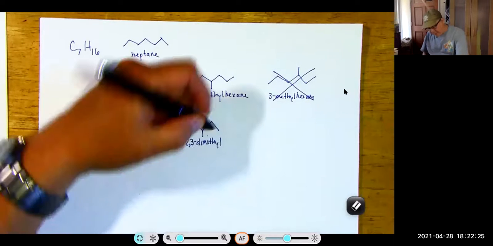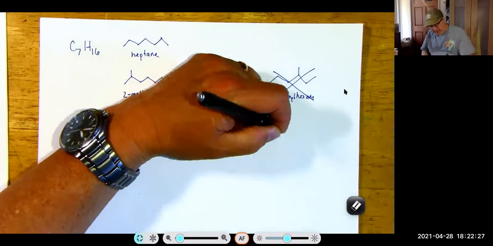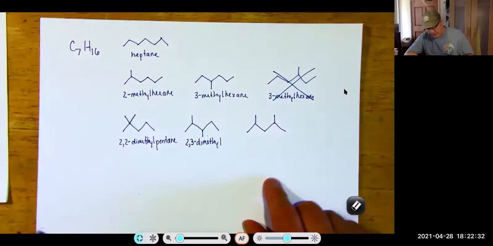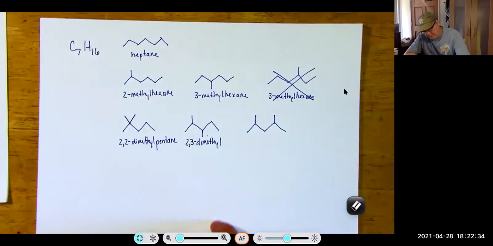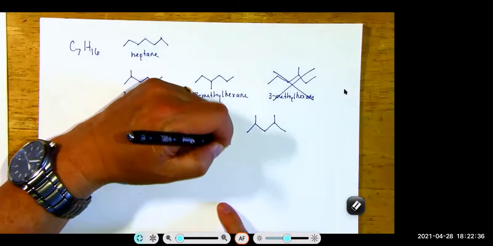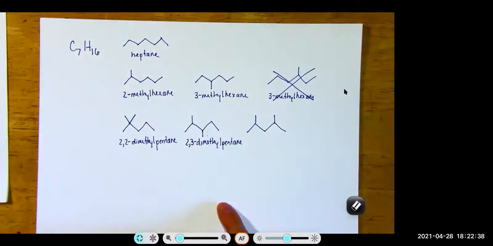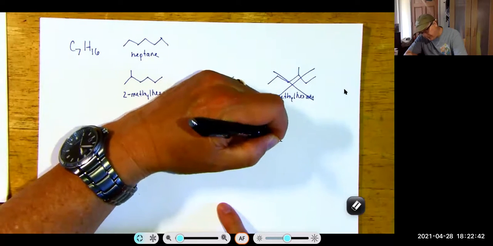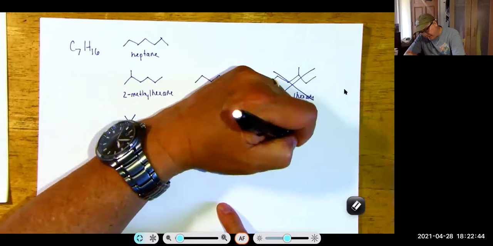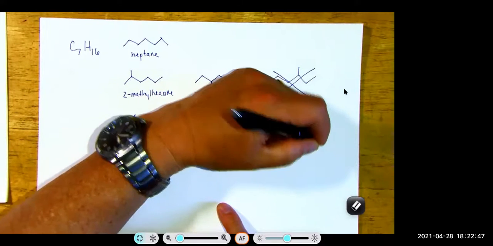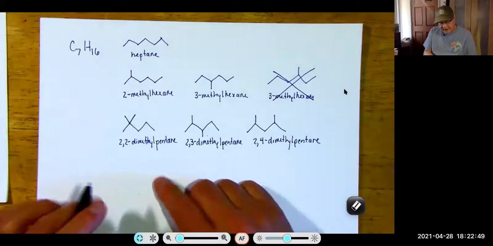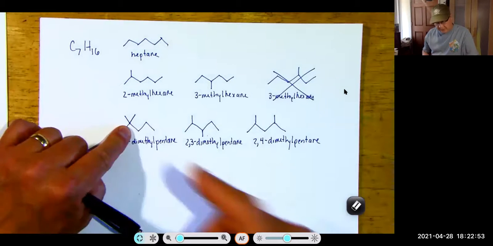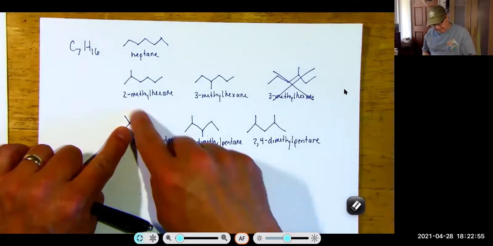So I'm going to keep that first one there on that carbon, and I'm going to move the second one over here. Now what's this one called? 2,4-dimethylpentane. Okay, I missed that one. My trick is to keep one on the first carbon you can put it on, which is the second carbon really, and move the other one around.